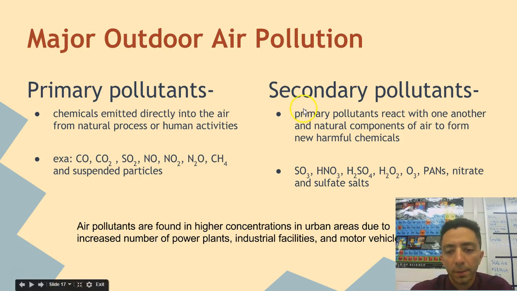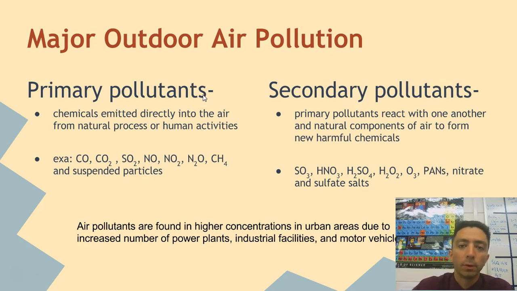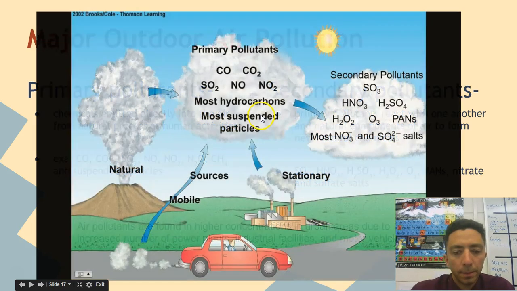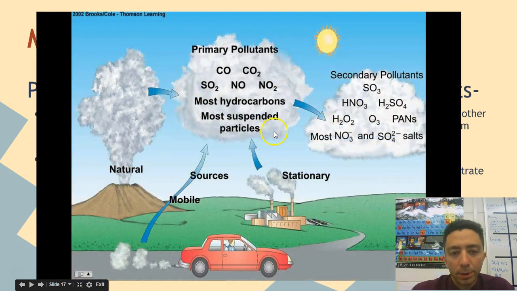A secondary pollutant is what happens when the primary pollutants are out there on their own in the real world and they react with something else. And so it can become some of these different things. In this video, I'm going to focus mostly on primary pollutants. I'll make a mention of some of these, like sulfuric acid or the sulfate salts. This is the process here: these are the primaries, where they come from, and then how they can turn into secondaries.